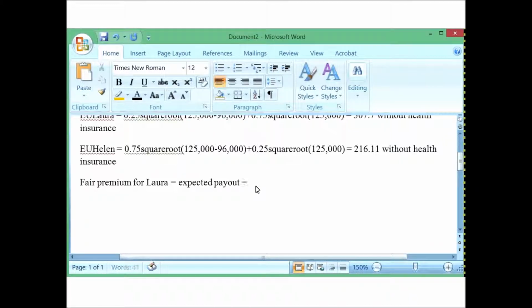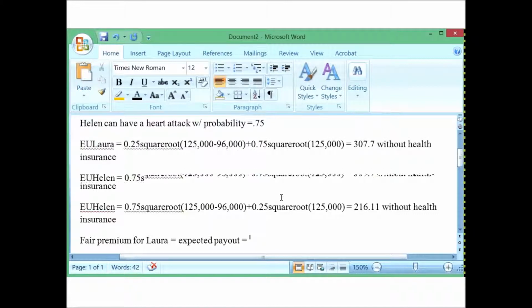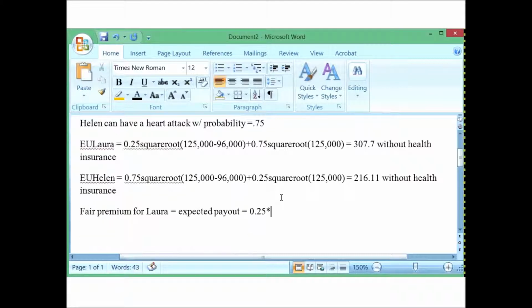From the insurance's point of view, they're saying Laura has a probability of getting a heart attack equal to 25%. So there's a 25% chance that I'll have to pay Laura, if she's one of our insured customers, $96,000.